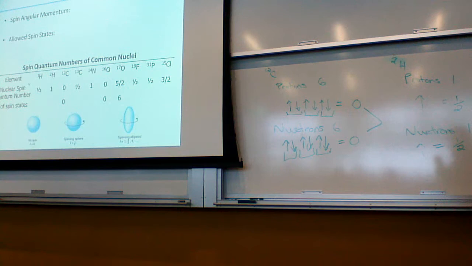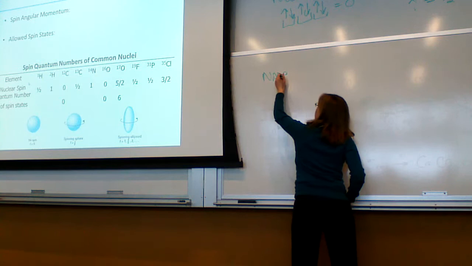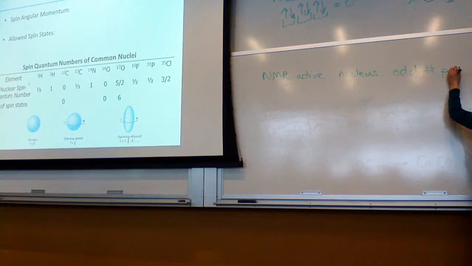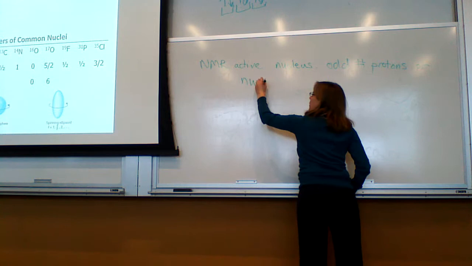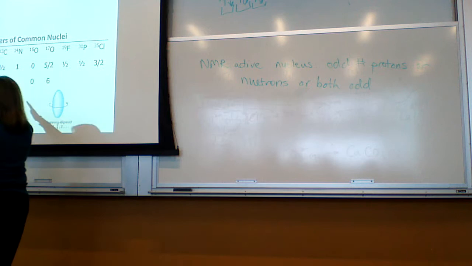The key thing we're going to look for is that the atom of interest has to have either an odd number of protons, an odd number of neutrons, or both odd. In order for something to be NMR active, we need an odd number of protons or neutrons, or both odd. So hydrogen 1 has an odd number of protons. Heavy hydrogen, or deuterium, has an odd number of protons and an odd number of neutrons.